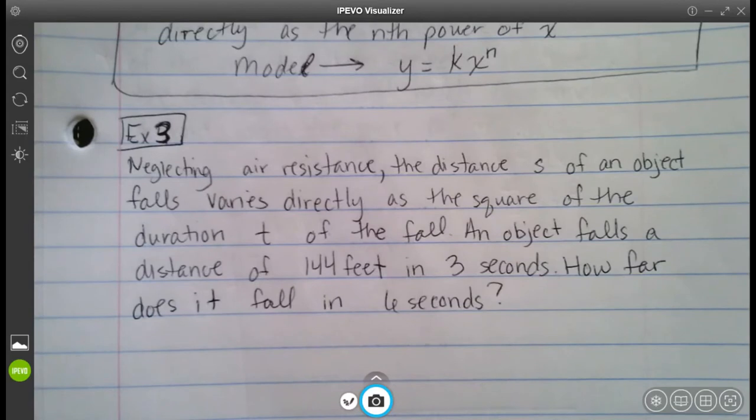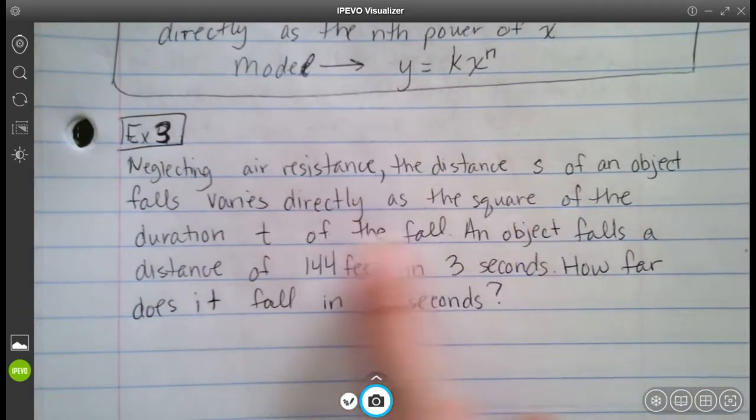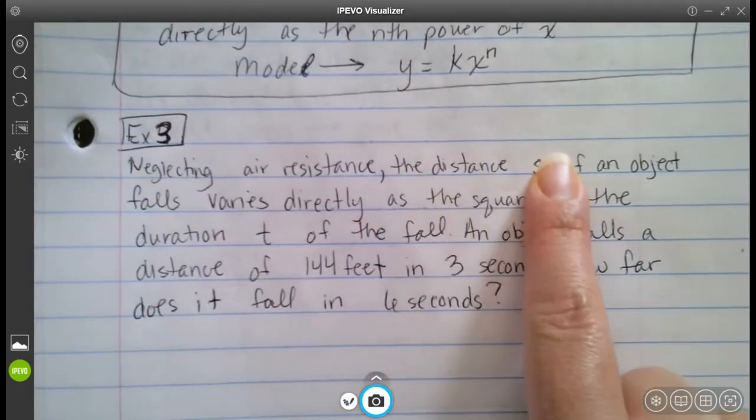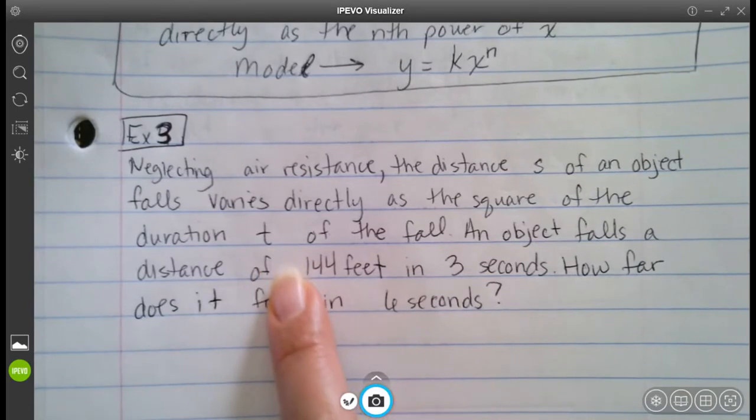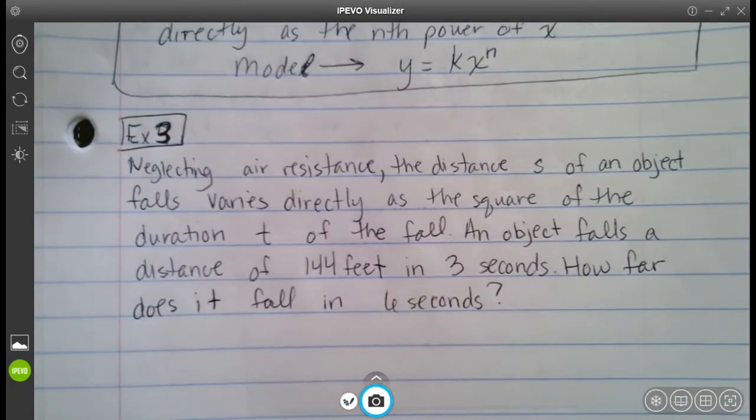We have example number 3. Neglecting air resistance, the distance s an object falls varies directly as the square of the duration t of the fall. So s varies directly as the square of t. An object falls a distance of 144 feet in 3 seconds. How far does it fall in 6 seconds?